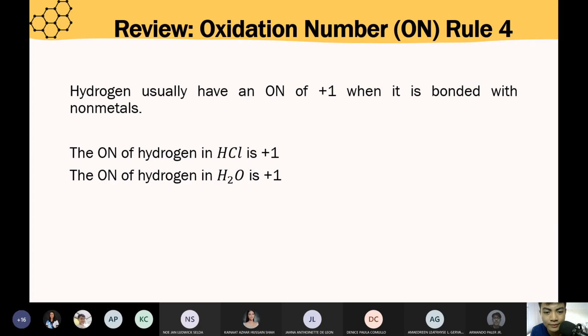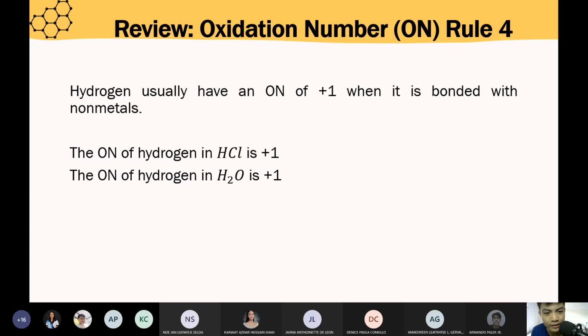Sabi dito, hydrogen, if it is bonded with non-metals, ibig sabihin, it's positive 1. So, yun na yan. As you can see here in water, H2O, hydrogen is bonded to oxygen. And we know oxygen is non-metal. So ibig sabihin, it is positive 1 in charge. Same thing as HCl. We know H is bonded with Cl, which is non-metal. Ibig sabihin, it is positive 1 in charge.